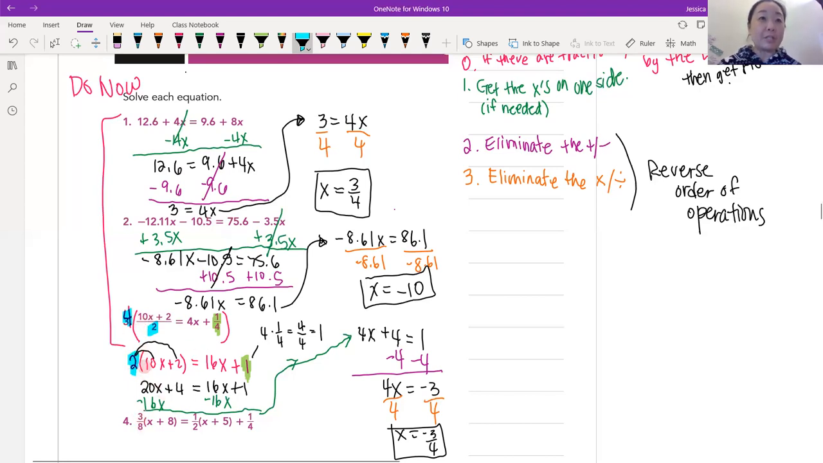And notice that we still need to multiply this 2 with the whole top part, 10x plus 2, because we didn't technically do that part yet. So we're just going to do that later. And then we're going to multiply the 4 times the 4x right here, which we would get 16x, and the 4 times the 1/4, which is 1.